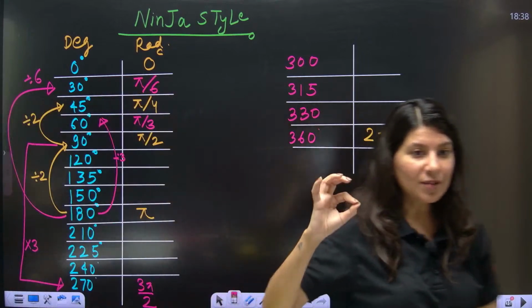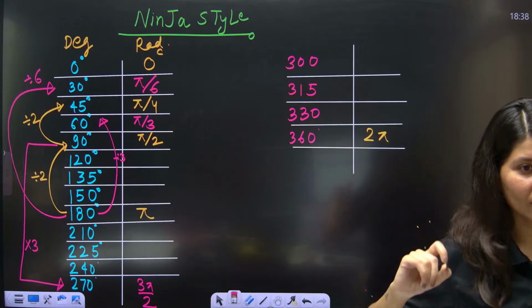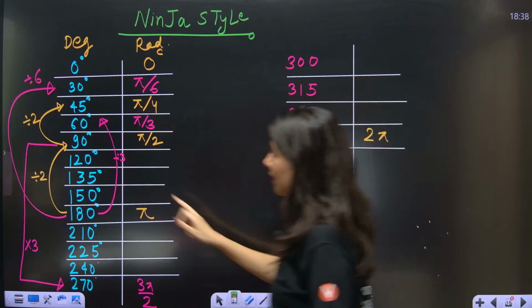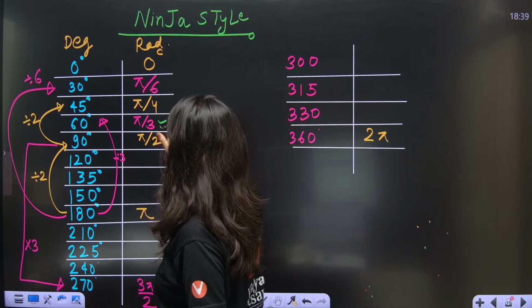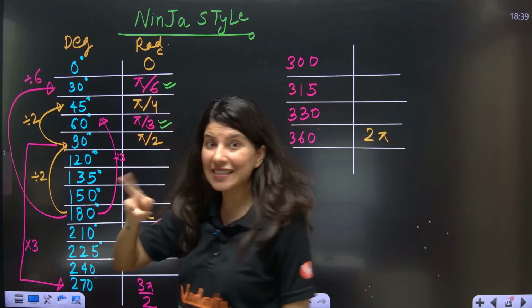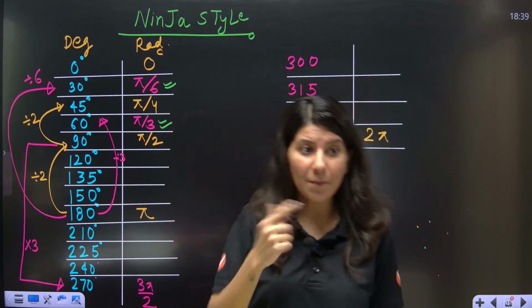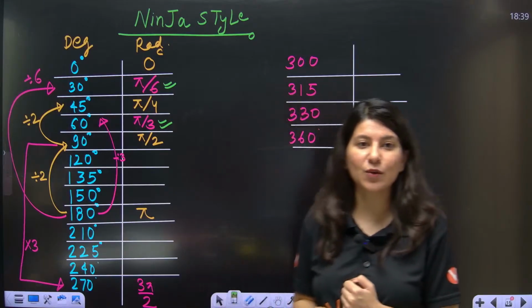Point to be noted. 60 degree means pi by 3 and 30 degree is pi by 6. It is reversed: 30 is pi by 6, 60 is pi by 3. Interchanging is happening over here.